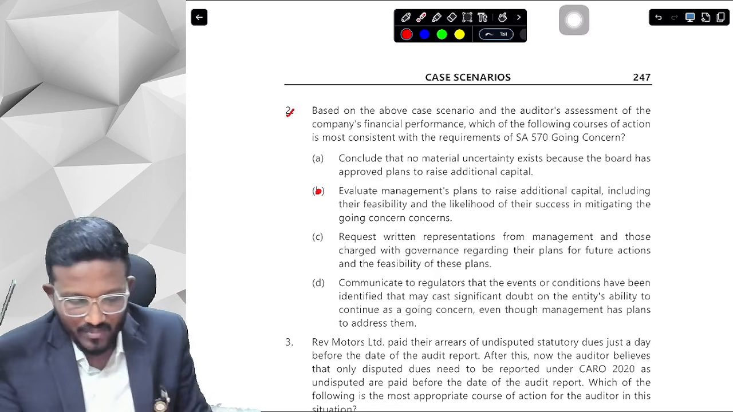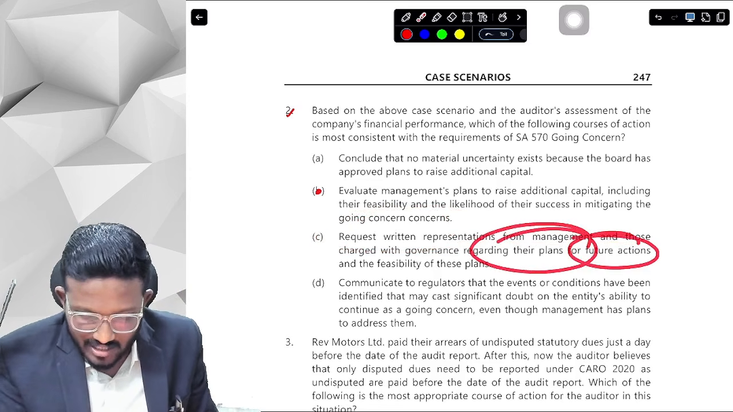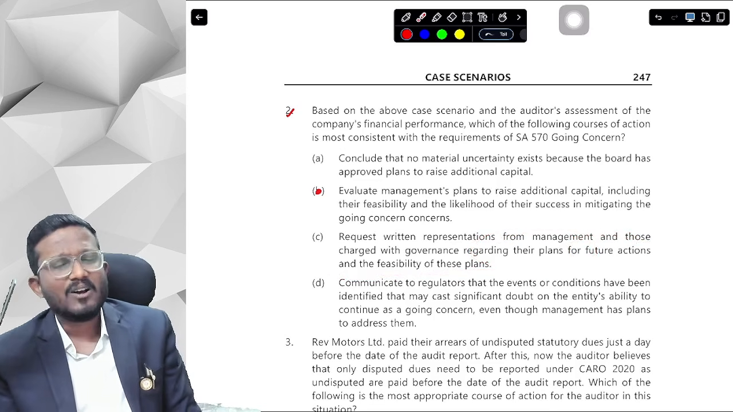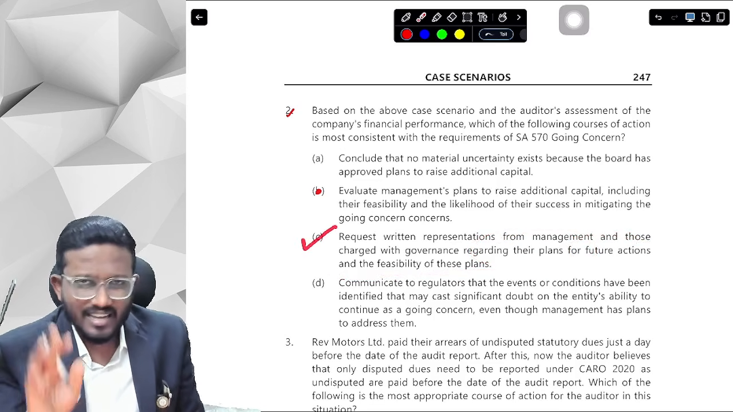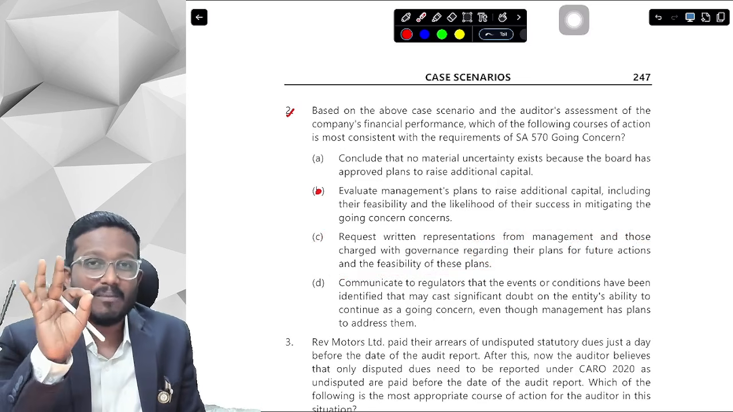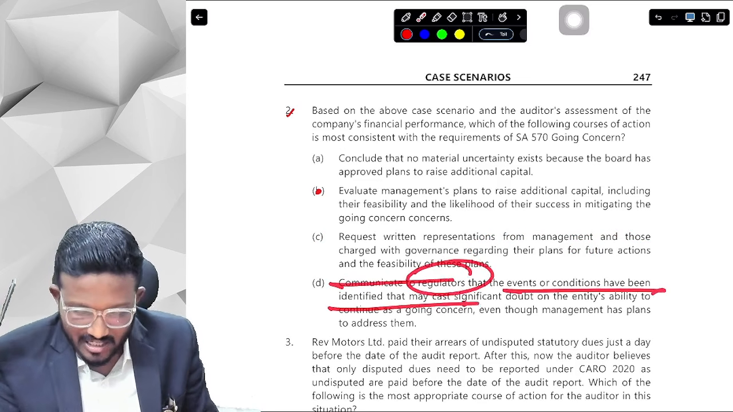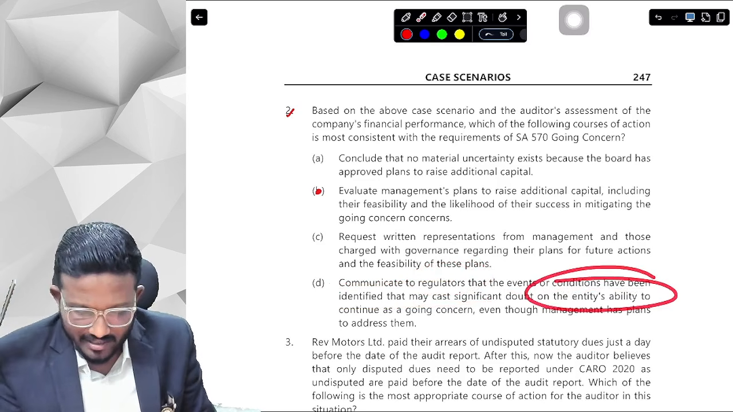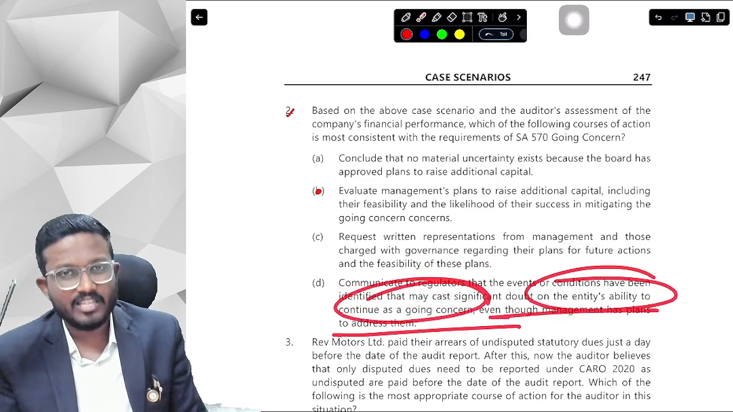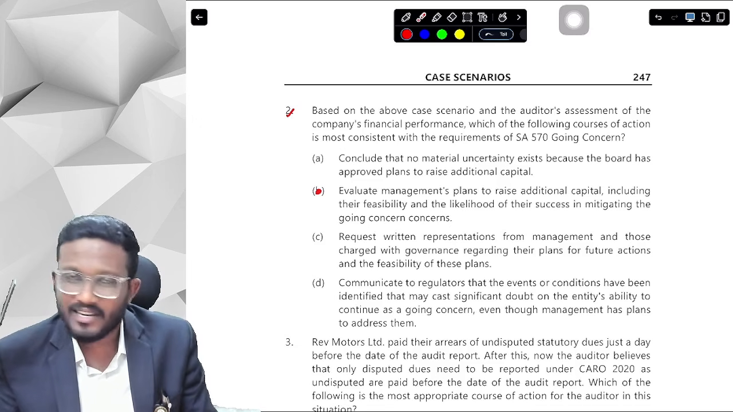Okay, yes sir. Second, we need to request a written representation from management and TCWG regarding their plans for future actions and the feasibility of these plans. Okay, yes sir, this is correct. This is not wrong, but this is not the most appropriate thing that we have to do. Third, we need to communicate to the regulator that events or conditions have been identified that cast significant doubt on an entity's ability to continue as a going concern, even though management has plans to address them. As per SA 570, do we have to communicate anything to the regulator? No sir, this is wrong.